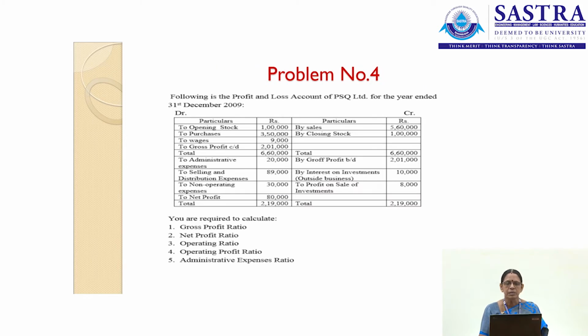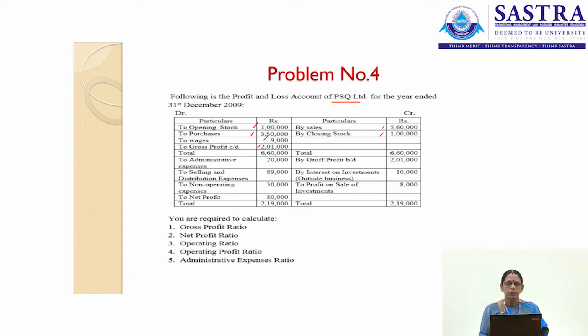We shall see the second and fourth problem. Following is the profit and loss account of PSQ Limited for the year ended 31st December 2009. We have an opening stock of 1 lakh rupees, purchases 3,50,000, wages 9,000, GP as 201. We have sales of 5,60,000 and closing stock of 1 lakh rupees.